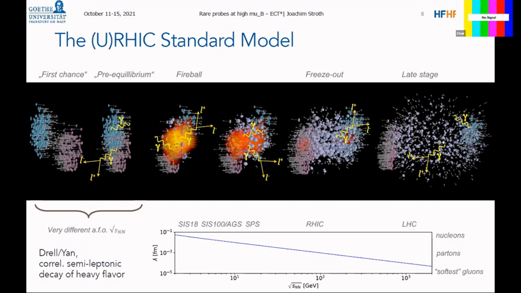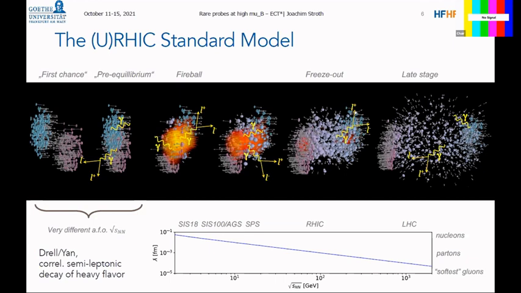If we really want to study nuclear matter, QCD matter under extreme conditions, of course we want to focus on this region, namely the thermalized hot and dense system. In order to get the signal from that phase, of course, we have to subtract contributions from the early stage and from the late stage, because the spectrometers can only integrate over time and volume.